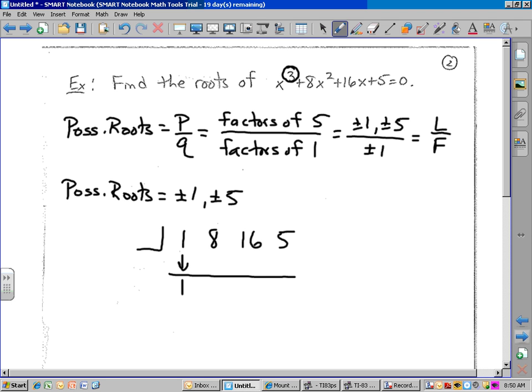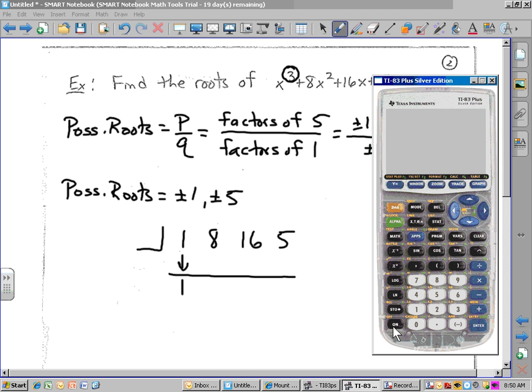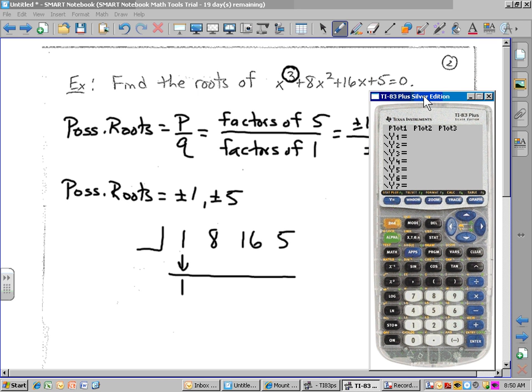Again, it takes time to do this. If you don't have a calculator, it's going to take a lot of time. Let's take a second to show you how you can check which of the possibilities are going to work. We're going to look at a graphing calculator, and we're going to do that by going to y equals and graphing the original function: x to the third plus 8x squared plus 16x plus 5.